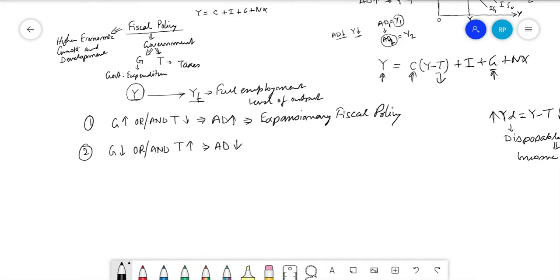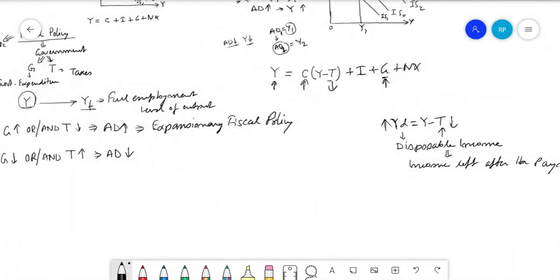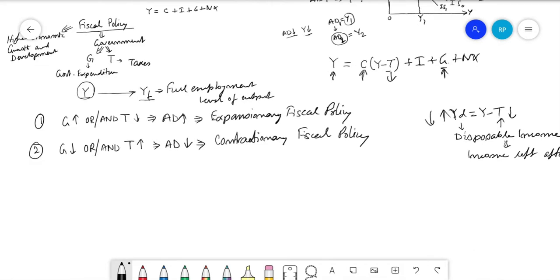If the government is going to increase the T, if the government is going to increase taxes, then disposable income is going to decrease and your consumption is going to decrease. And a decrease in consumption means a decrease in aggregate demand, and a decrease in aggregate demand means a decrease in Y. So your aggregate demand will decrease and the level of income, or production, will also decrease. And this step of the government is known as contractionary fiscal policy. Clear?